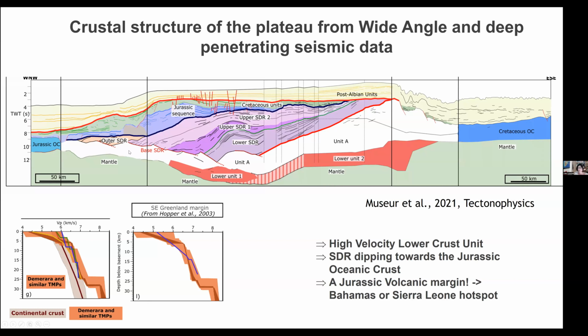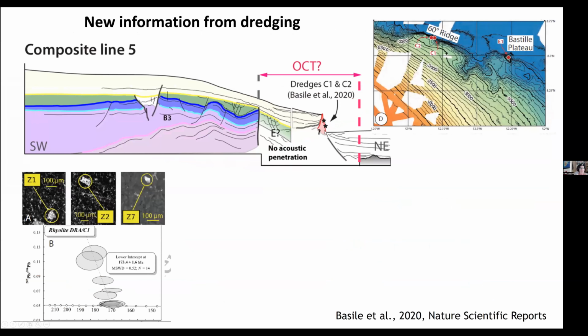So in fact, the Demerara Plateau looks like a volcanic margin. And you can see that the velocities are very close to some well-known volcanic margins and are not very compatible with continental crust.